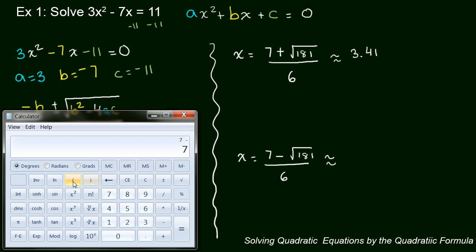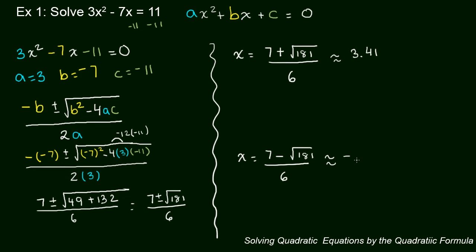7 minus square root of 181 divided by 6. That is approximately negative 1.075. Rounded to the nearest hundredths, that looks like approximately negative 1.08. So here are my two values for x. These are the two values where my parabola is going to cross the x-axis.